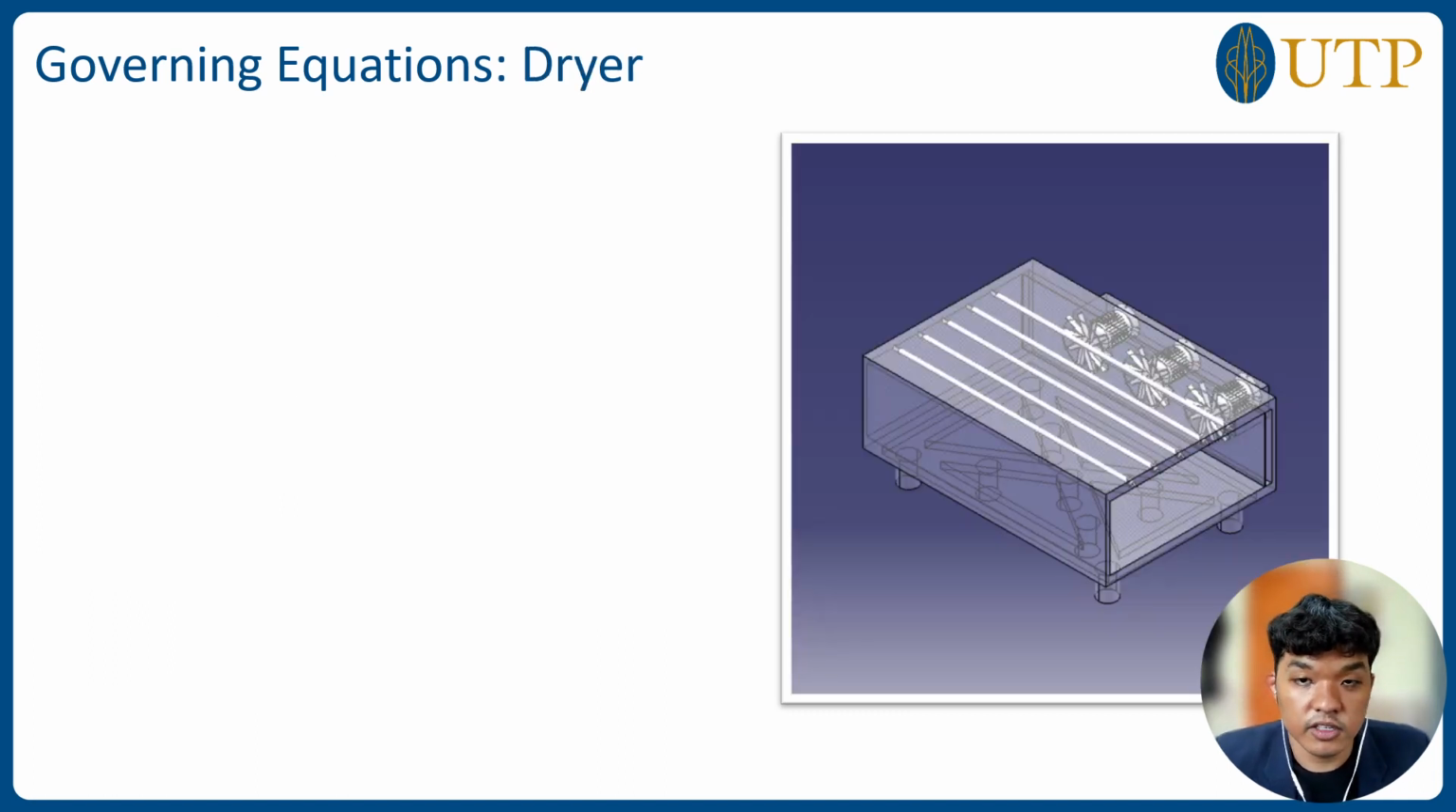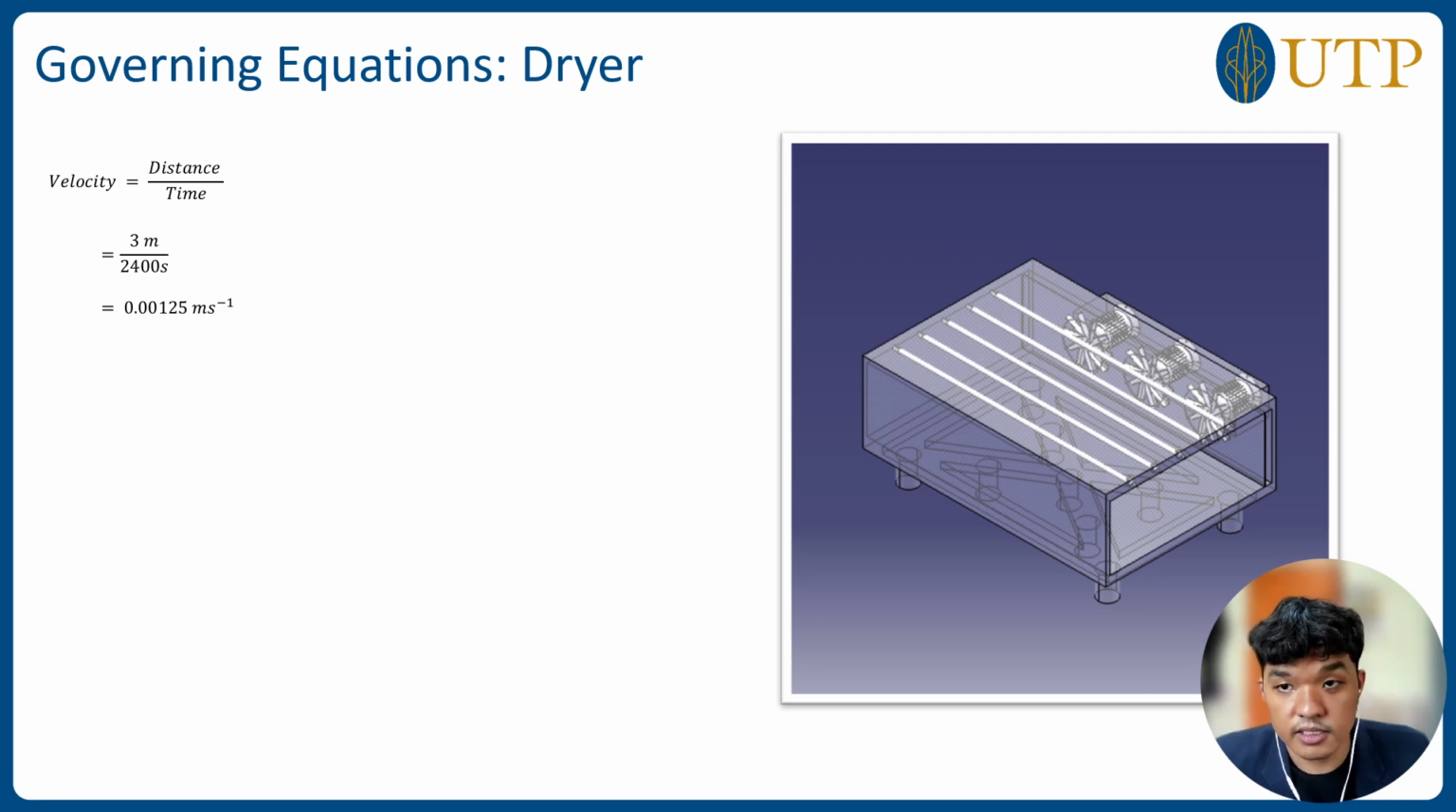So next, moving on to the governing equations for the dryer. For the first equation, velocity of the conveyor in the dryer. Using the formula for velocity, which is distance divided by time, we obtain the following results. The required speed for the conveyor is approximately 0.00125 meters per second according to the calculations.